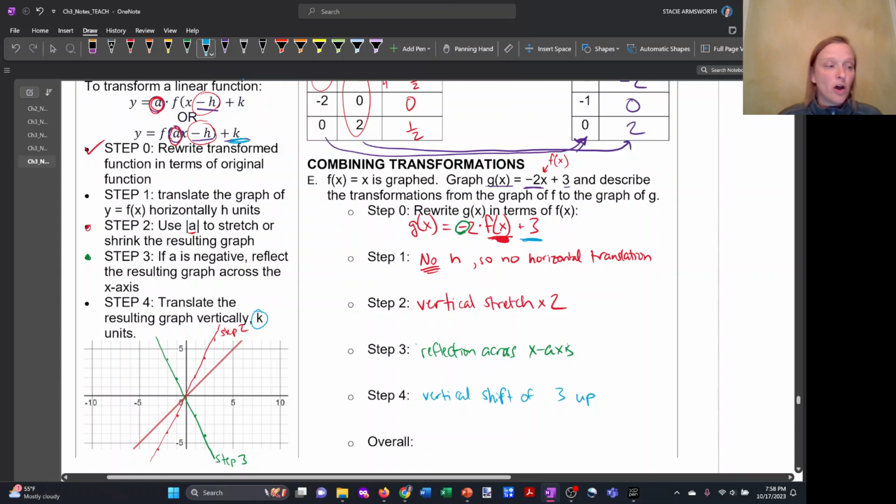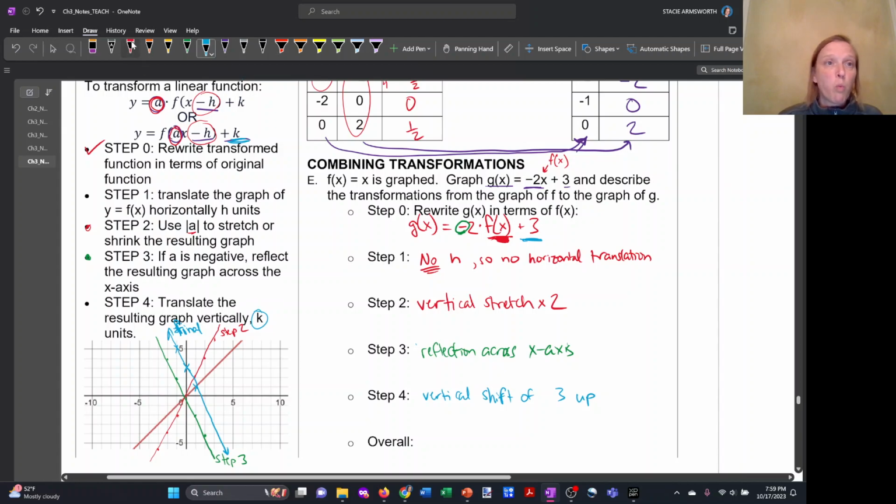So what does that look like on the graph? Where I was at 0, 0, I'm now at 0, 3. Where I was at -1, 2, I'm now at -1, 5. So here I'm at 1, -2, and I'll add 3 to that, and that gives me a point here. So I'm going to have a downward slope here. And this is my step 4. It's not just my step 4, it's my final graph. My final graph is at step 4.